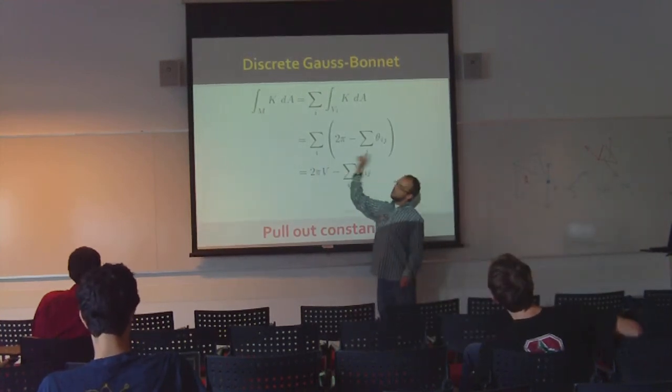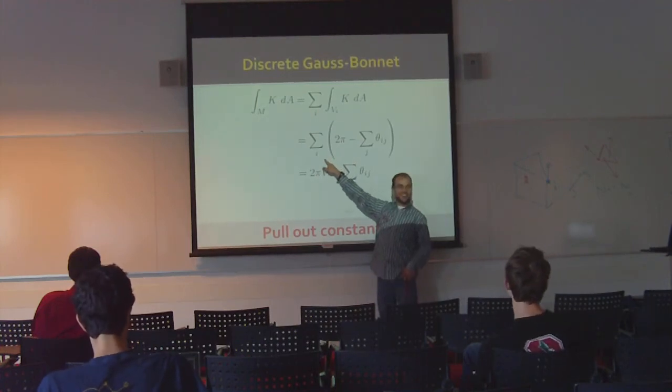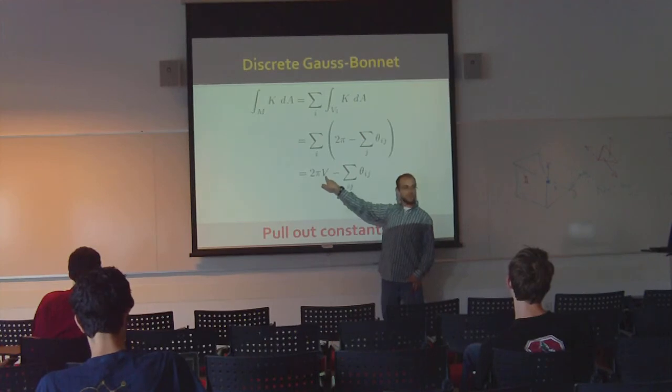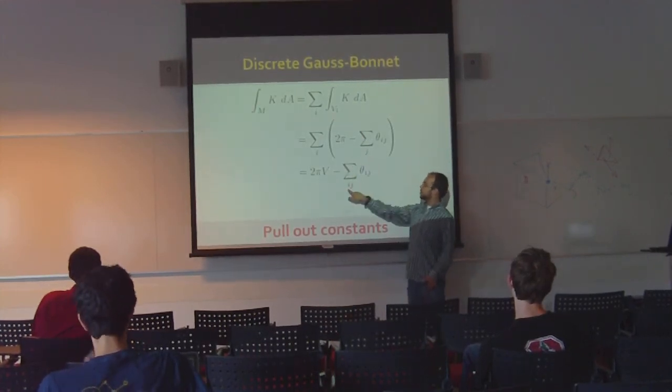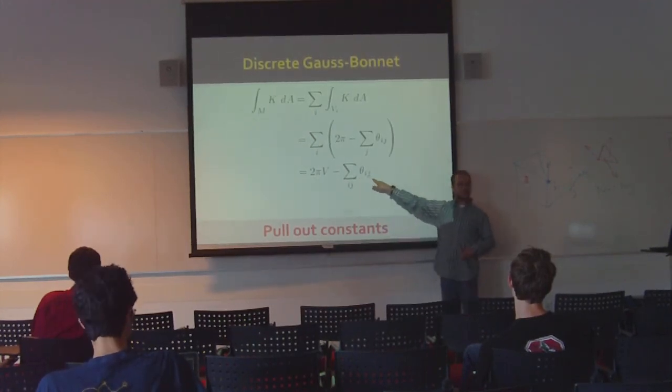Well, so let's move this sum inward, right? So the 2 pi, when you sum that over i, that's nothing more than 2 pi times the number of things we're summing over, which is the number of vertices v. And now, what are we going to do? Well, we'll say we sum over all vertices i and all interior angles j, this number theta.